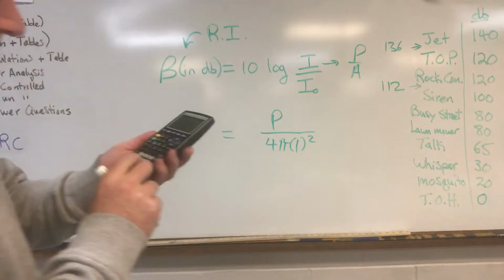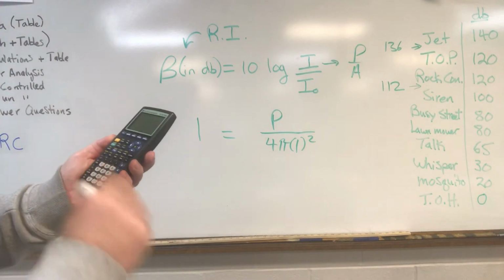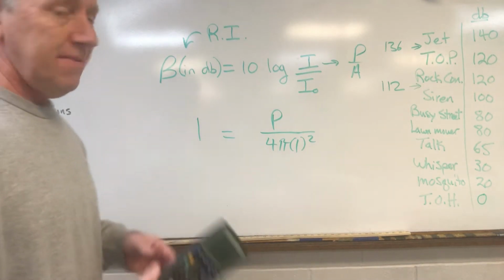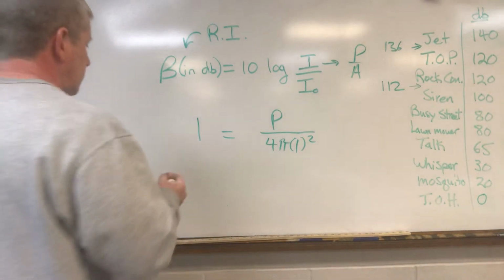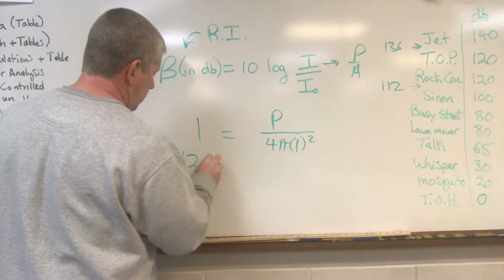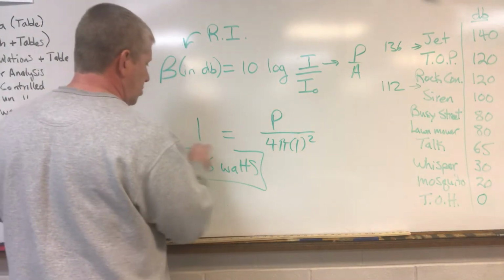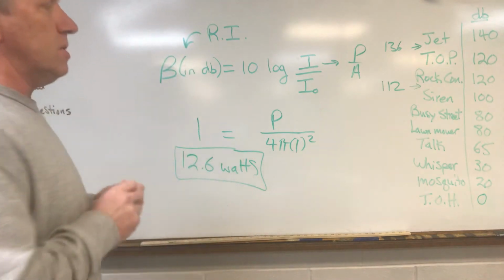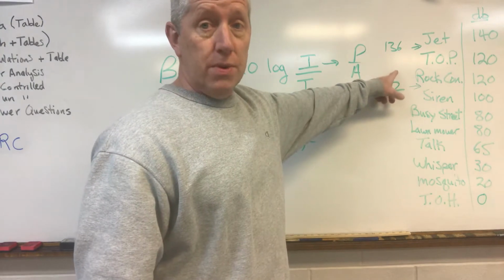So do that out. 4 times 3.14 equals 12.56. So around 12.6 watts. 12.6 watts is how much you need to get the rock concert experience. That's how much of your 500 watts you need.